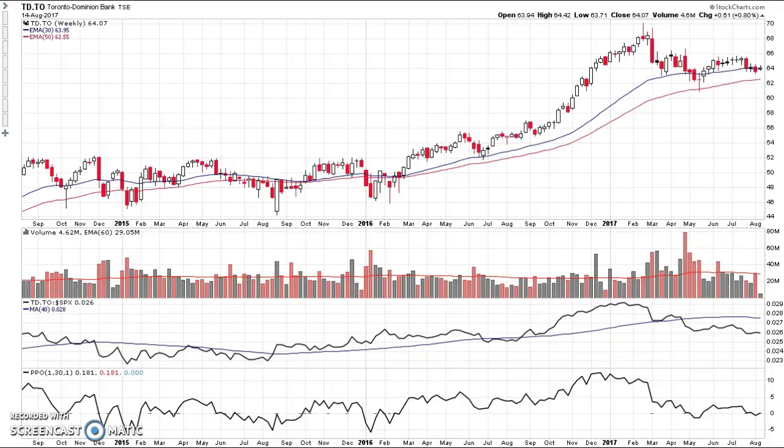Here's another Canadian bank, Toronto Dominion Bank, where it's maybe potentially setting up a stage 3 top, but it's still kind of holding above the moving average for now.